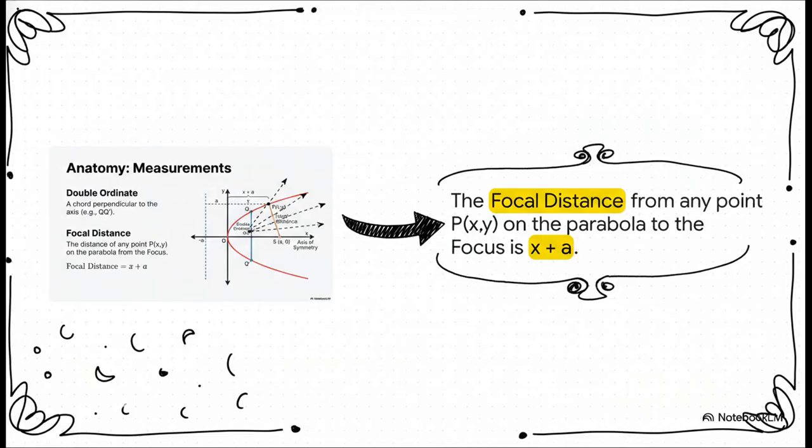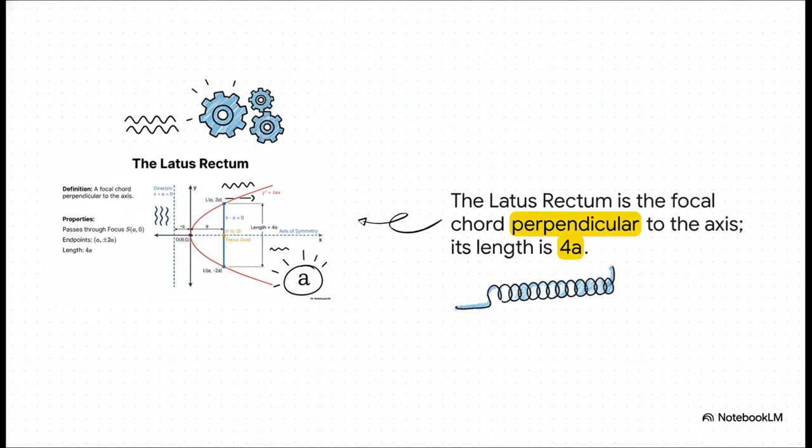Now, the focal distance is pretty much what it sounds like. You pick any point on the curve, and it's simply the distance from that point back to the focus. And what's cool is that for a standard parabola, there's a neat little shortcut to find it. You just take the point's x-coordinate and add the value a, where a is the distance from the vertex to the focus.